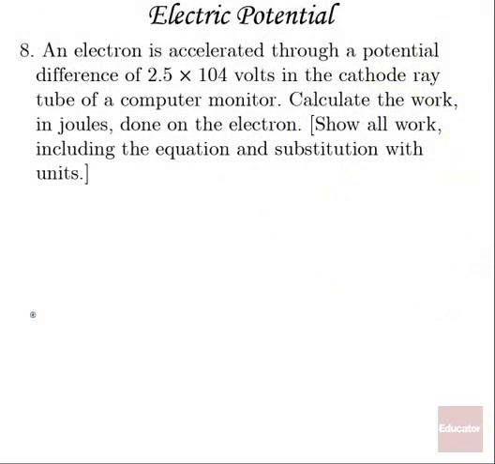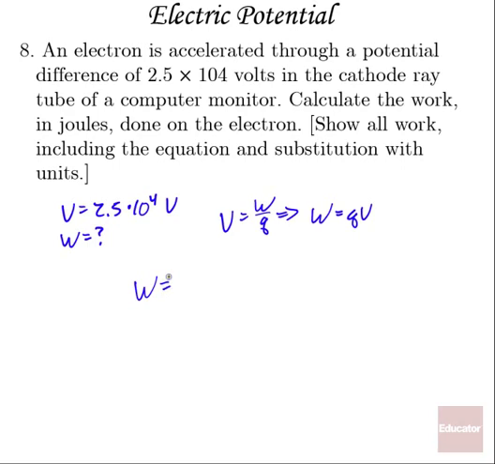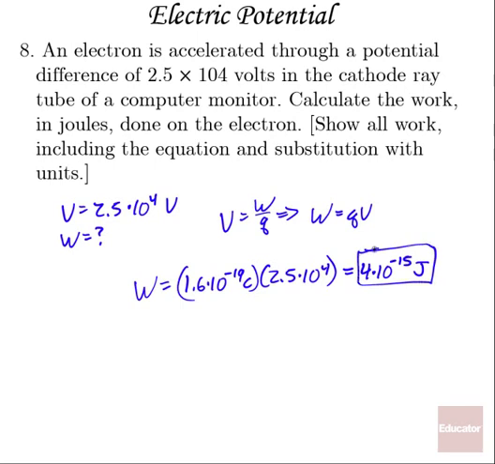All right, one more here. An electron is accelerated through a potential difference of 2.5 times 10 to the 4th volts in the cathode ray tube of a computer monitor. Calculate the work in joules done on the electron. Well, if V equals W over Q, then W, our work, must be charge times voltage. So W is equal to the charge on an electron, 1.6 times 10 to the minus 19 coulombs, times the voltage, 2.5 times 10 to the 4th volts. And when I do that, I come up with a work done on the electron of about 4 times 10 to the minus 15 joules.